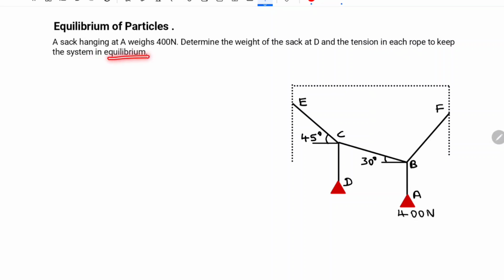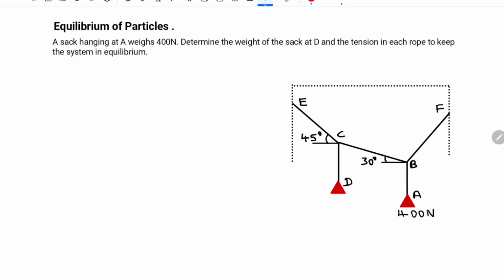In the problem, it is clearly said that the system should be in equilibrium, which means that the resultant is equal to 0. Now coming to the drawing, two main points are there. One is point B. At point B, we have two strings and a weight: a BF string, a BC string, and a weight of 400 Newton. Similarly, at the next point C, we have strings CB and CE. Also, we have a weight D. So our objective is to find the weight of the sack D and also the tension in each string.